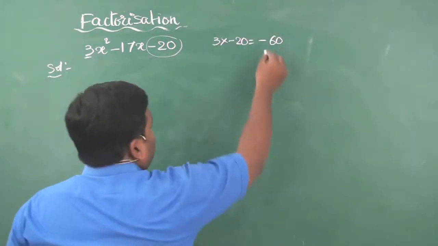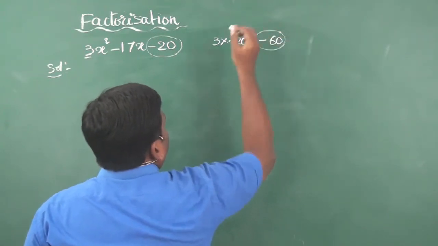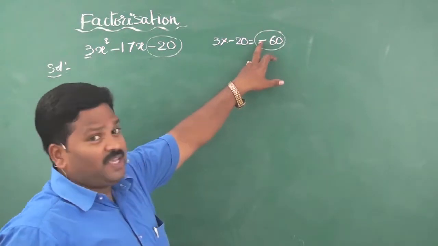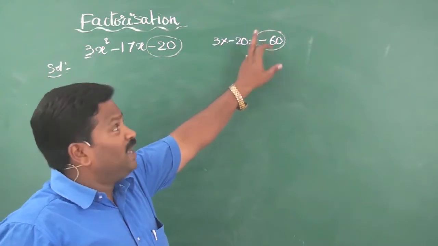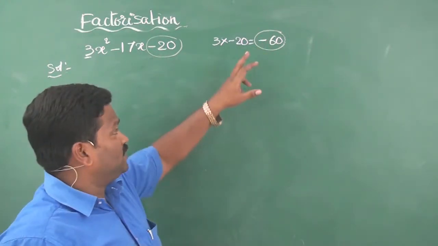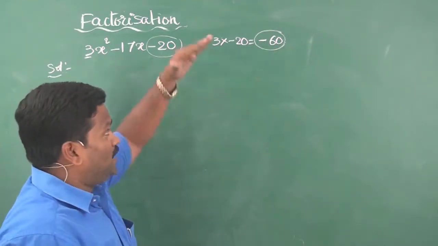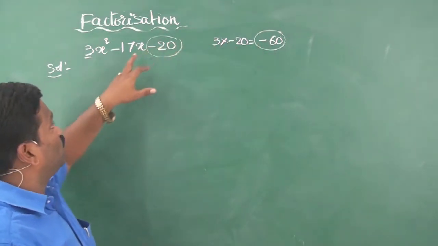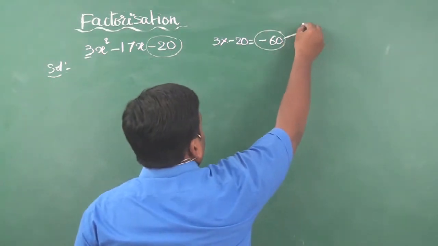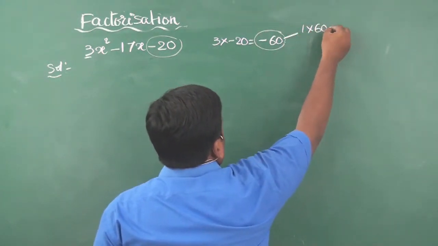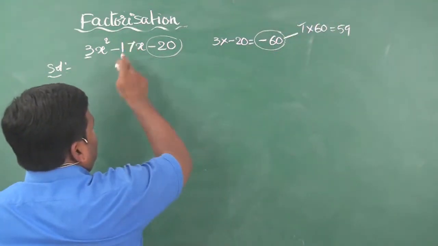Now, since we have minus 60, the sign of 60 is minus, we should take the difference of the factors. As I said before, if the product is minus, we should consider the difference of the factors. The difference of the factors is equal to the coefficient of x. What are the factors of 60? We have 1 into 60. The difference is 59. Therefore, these two are not appropriate factors for this particular problem.